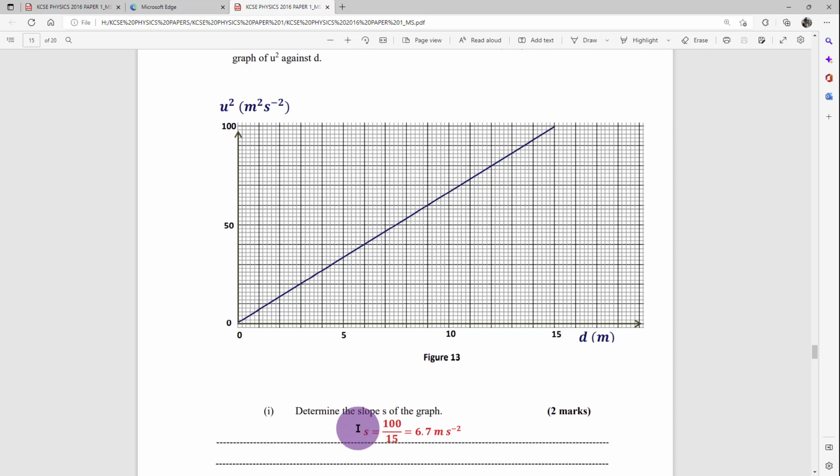We are required to determine the slope of the graph. Of course, you can take the largest square or right-angled triangle, in which case you just need to read this value and this value. That is what I did. I got 6.7 meters per second squared.